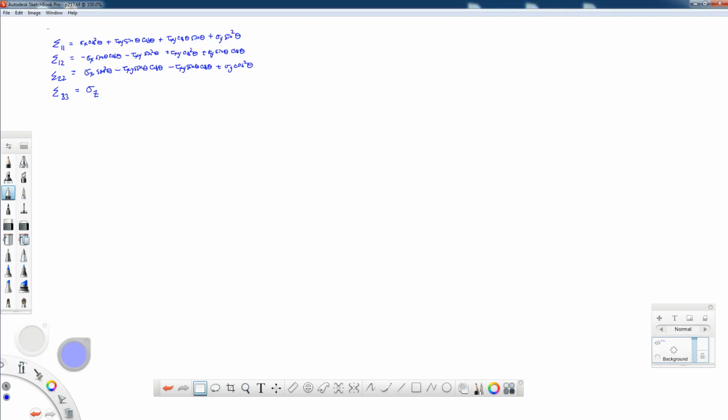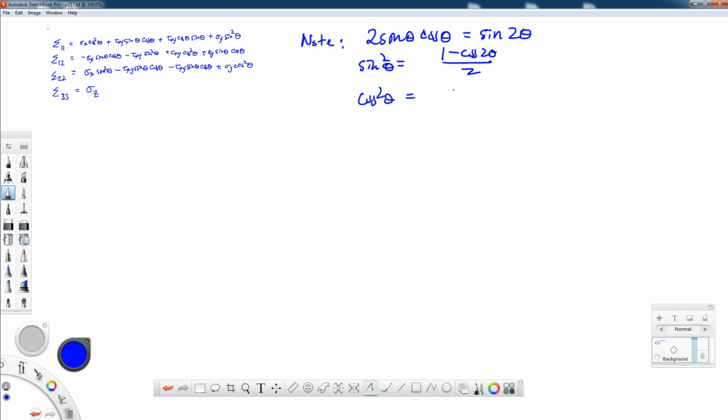Okay, we can note some trig identities. For example, 2 sine theta cosine theta is equal to sine 2 theta. Sine squared theta is equal to 1 minus cosine 2 theta over 2, and cosine squared theta is equal to 1 plus cosine 2 theta over 2. So with those identities in mind, we can rewrite these in terms of the 2 theta formula.